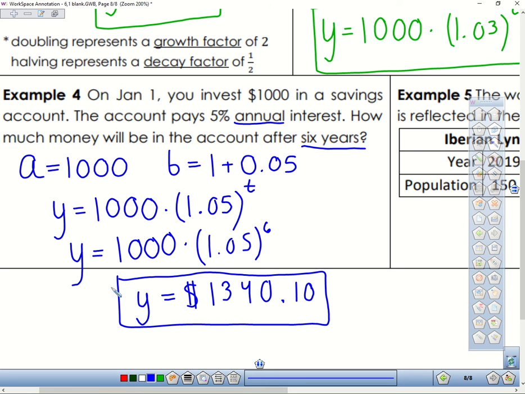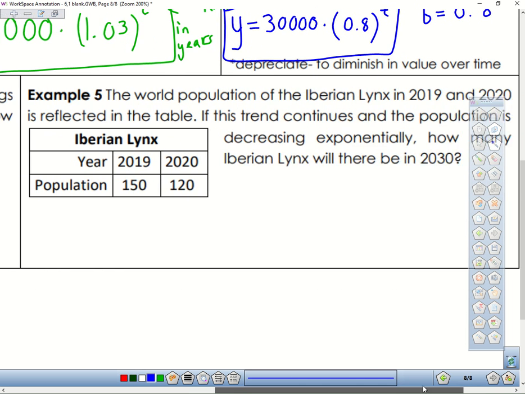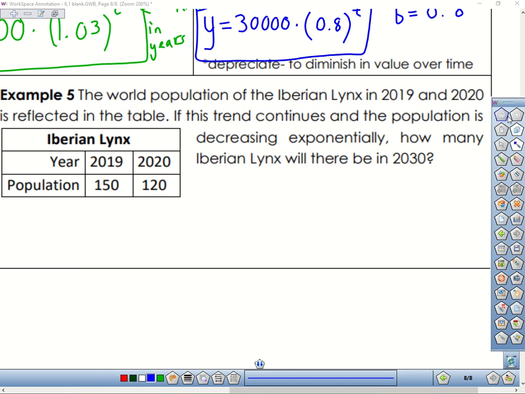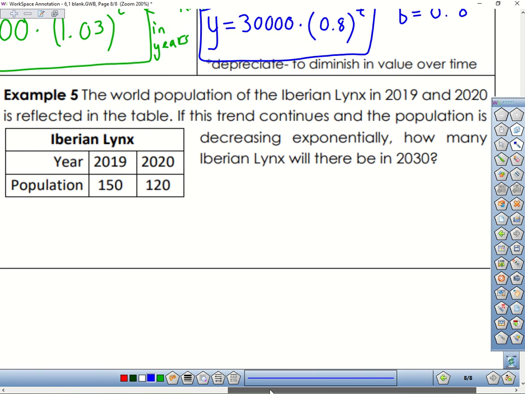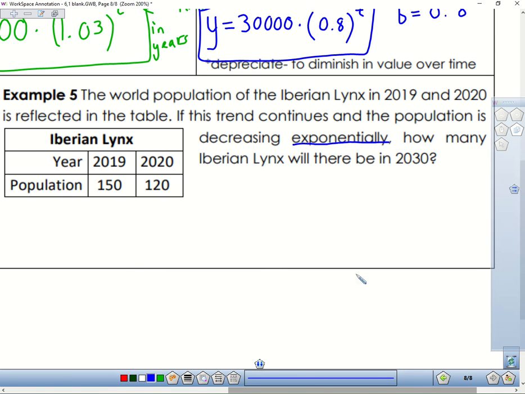So any questions about how to do example 4? All right, so let's try the next one. It says the world population of the Iberian lynx, that's a species of some kind of cat, I think, in 2019 and 2020 is reflected in the table. If this trend continues and the population is decreasing exponentially, how many Iberian lynx will there be in 2030? So we know its rate is exponential, right?